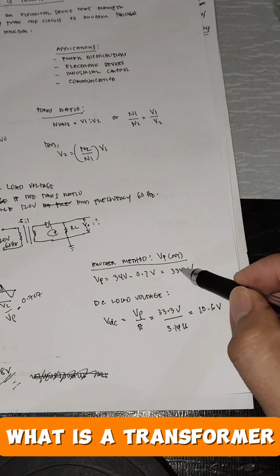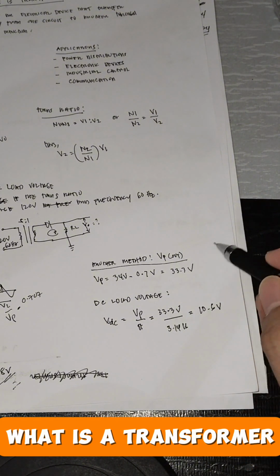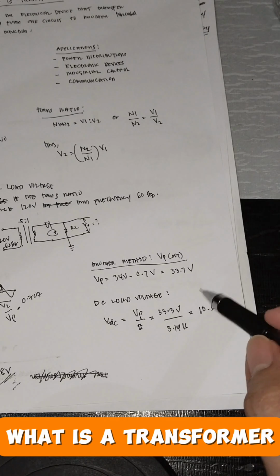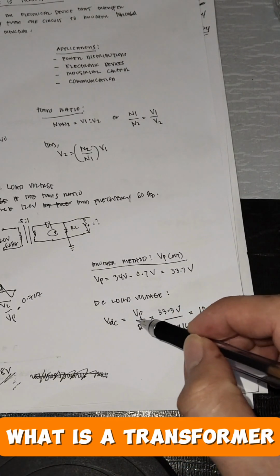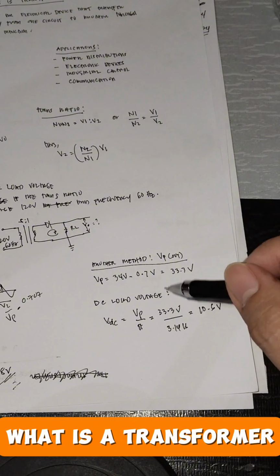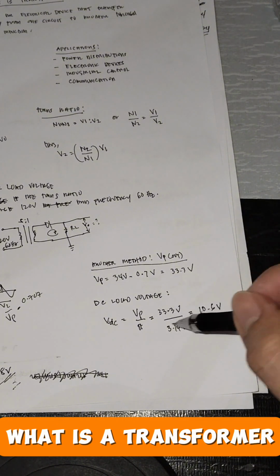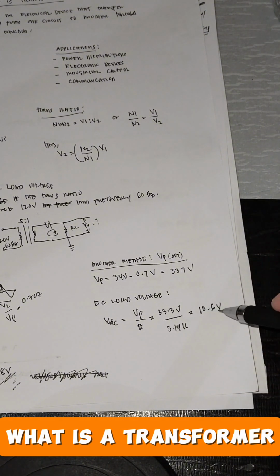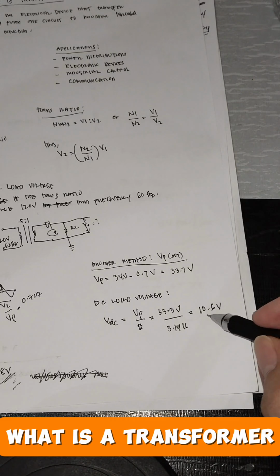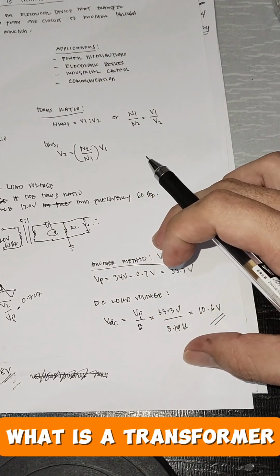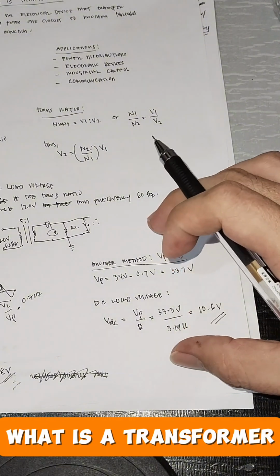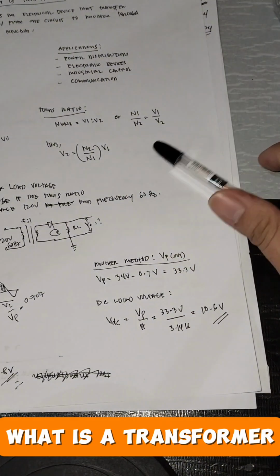So we have 0.7 for the voltage drop. Okay, so we have 33.3 volts, and then calculating the DC voltage, VDC is equal to VP over pi. So we have 33.3 volts over 3.1416. So we have 10.6 volts using the second approximation method in solving the Vout. Okay, thank you.